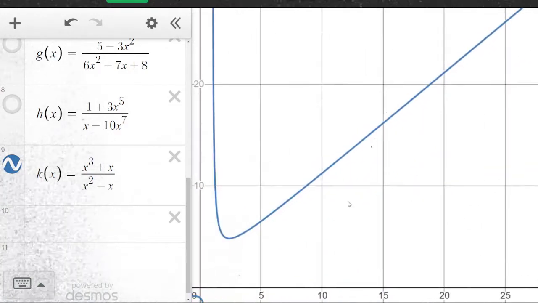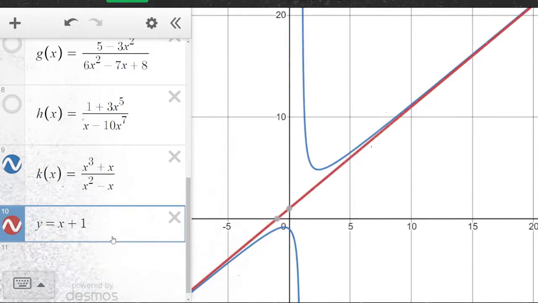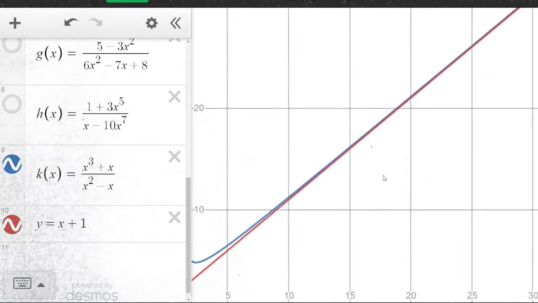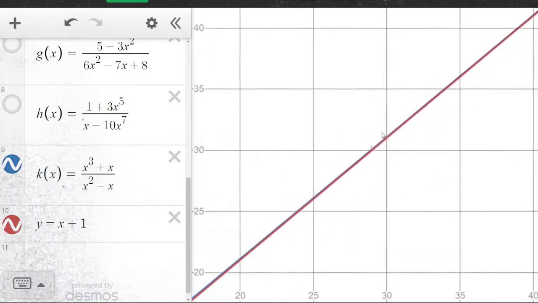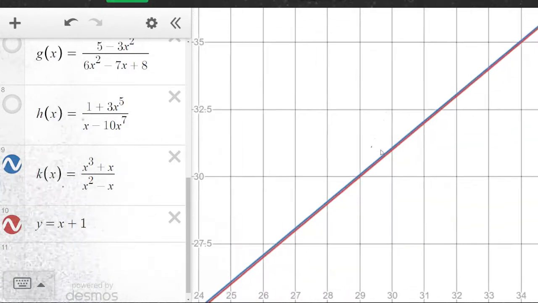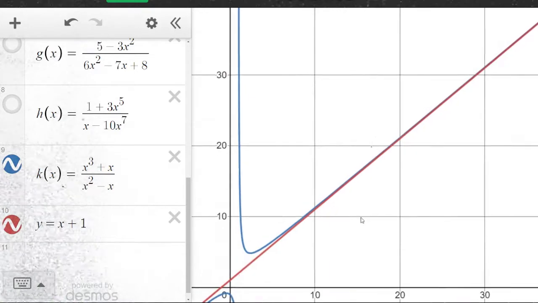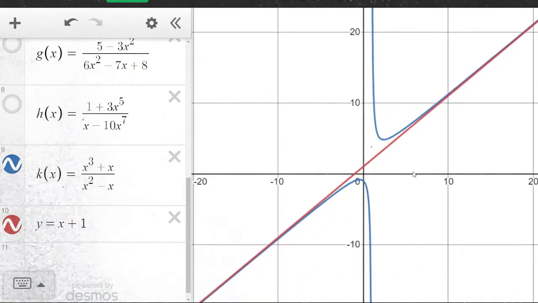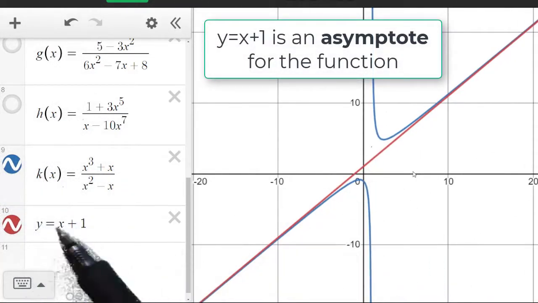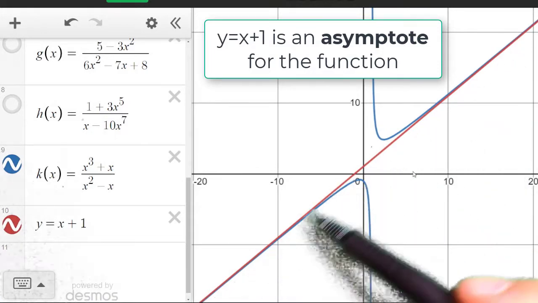In fact, it looks to me like this is resembling the line y equals x plus 1. Look at this. The line y equals x plus 1 and the graph look almost identical. They're really close to each other. So how do we describe this behavior? And by the way, this is what we call a slant asymptote. y equals x plus 1 is an asymptote for this graph.